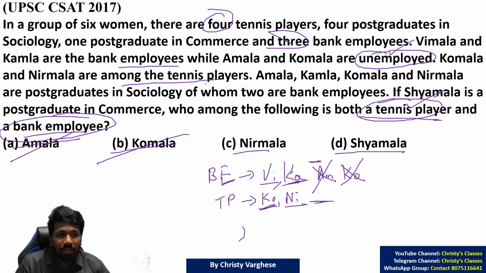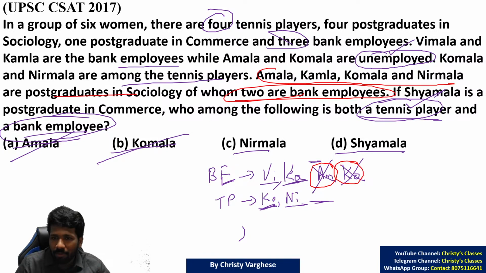Amala, Kamala, Komala, Nirmala are postgraduates in sociology, of whom 2 are bank employees. Postgraduate in sociology, that is dummy data or irrelevant data. But among these 4, 2 are bank employees is very important. We know that Amala, Komala cannot be bank employees. So you can again eliminate from these 4 people that they cannot be bank employees. The remaining 2 should be bank employees. Who? Kamala and Nirmala.